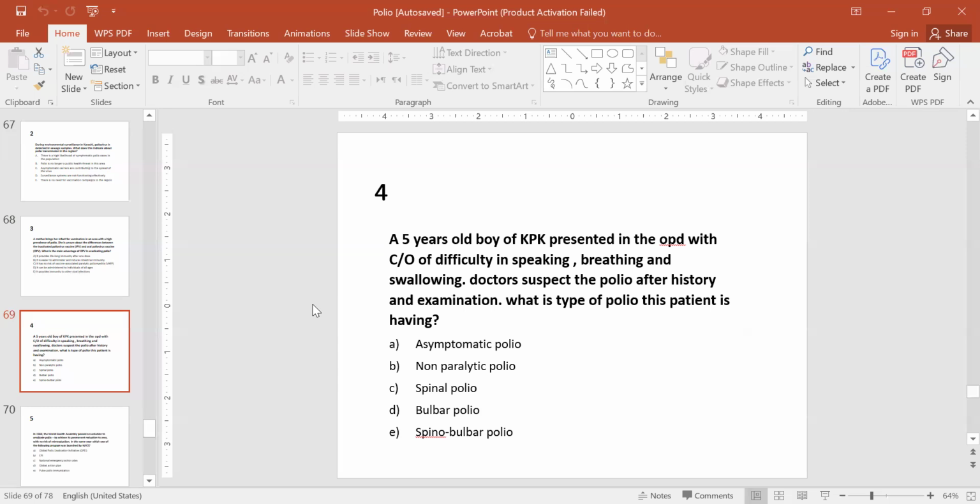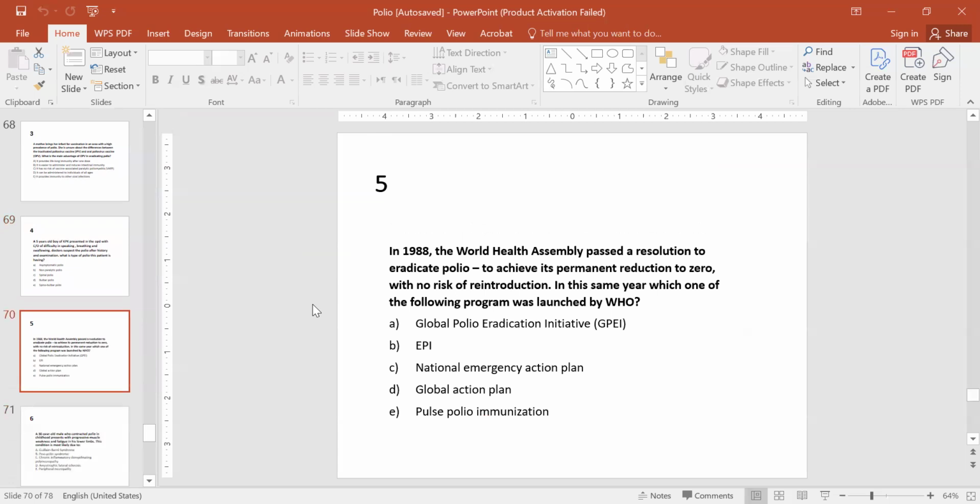D. Yes, D, bulbar polio. Question number five. In 1988, the World Health Assembly passed a resolution to eradicate polio to achieve its permanent reduction to zero with no risk of reintroduction. In the same year, which one of the following program was launched by WHO at the global level?